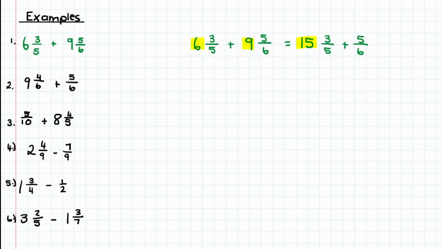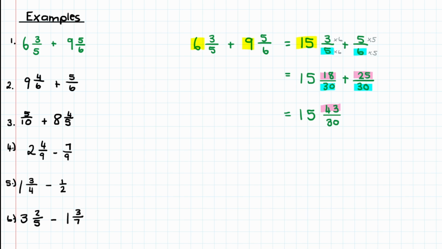Question 1. Begin by adding your whole numbers, which gives you 15 and 3/5 plus 5 over 6. Next, we'll make our denominators the same, which gives us 15 and 18 over 30 plus 25 over 30, because what I do to the bottom, I do to the top.